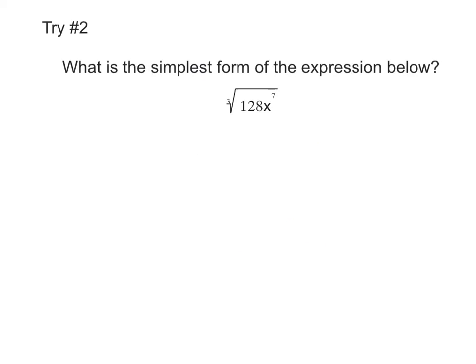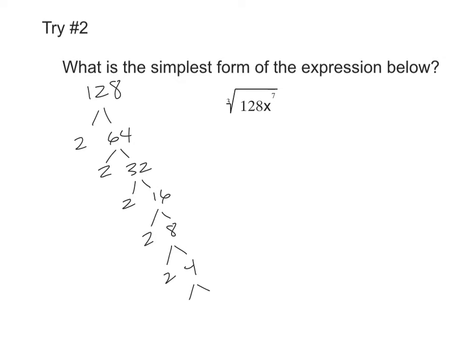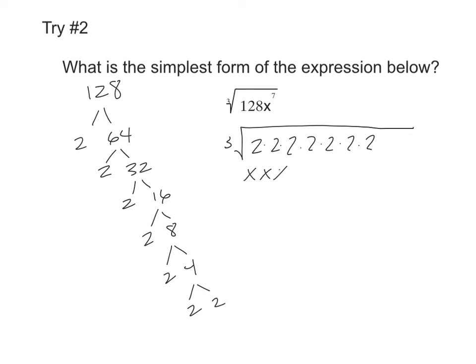Now let's try the next one. 128. Once again, we need to break that down. It's going to give us 2 and 64. 64 is 2 and 32. 32 is 2 and 16. 16 is 2 and 8. 8 is 2 and 4. And 4 is 2 and 2. So that's 1, 2, 3, 4, 5, 6, 7. Yep, 7 2's. So that's the cube root of 7 2's. And then 7 x's. 1, 2, 3, 4, 5, 6, 7.